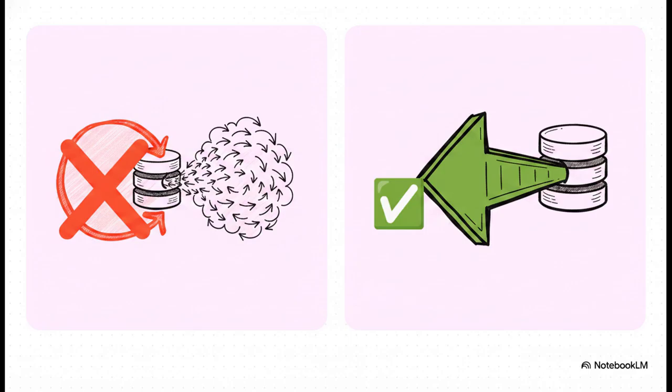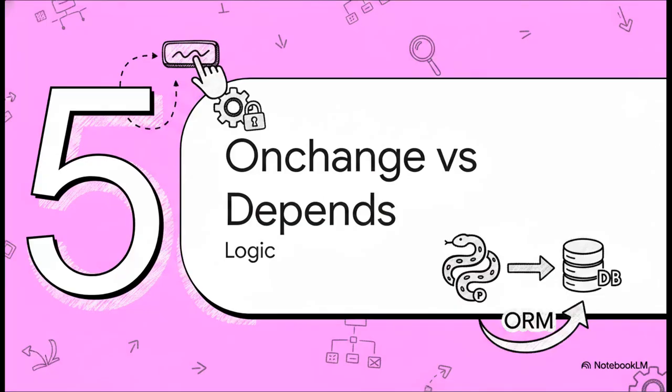So write this golden rule down. Batch operations matter. A lot. Stop looping and start mapping. All right, moving to section 5, on-change versus depends logic.